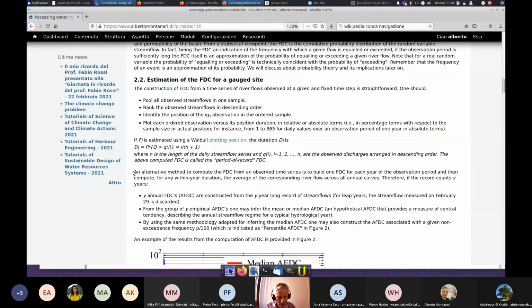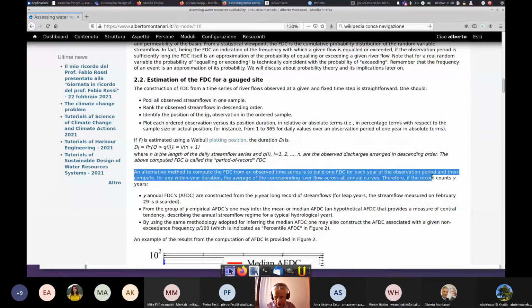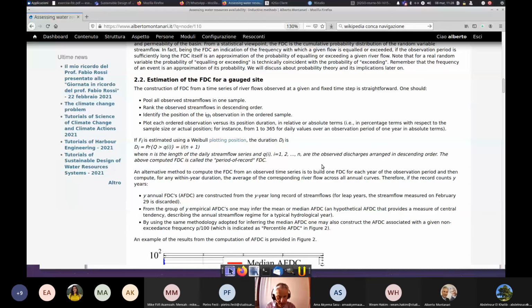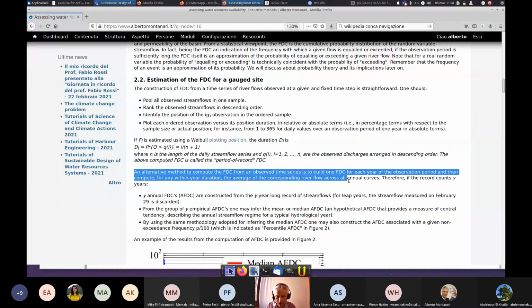An alternative method to compute the flow duration curve from an observed time series is to build one flow duration curve for each year of the observation period, and then compute for any within year duration the average of the corresponding river flow across all annual curves.